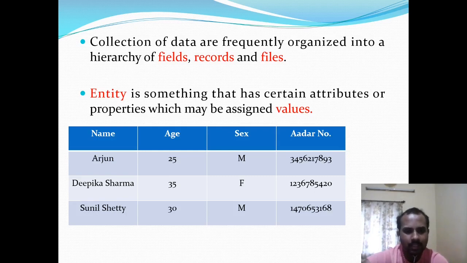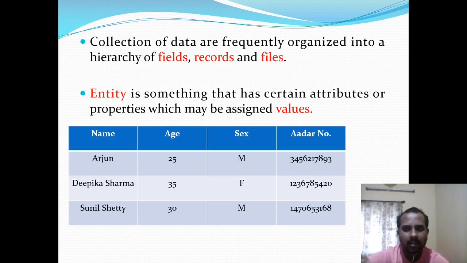For example, if you see the diagram or the table here, we have the table with name, age, sex and Aadhaar number, where M is one of the fields, or it is one of the values that belongs to Arjun and the sex here. So here M is my field. M is having the value.